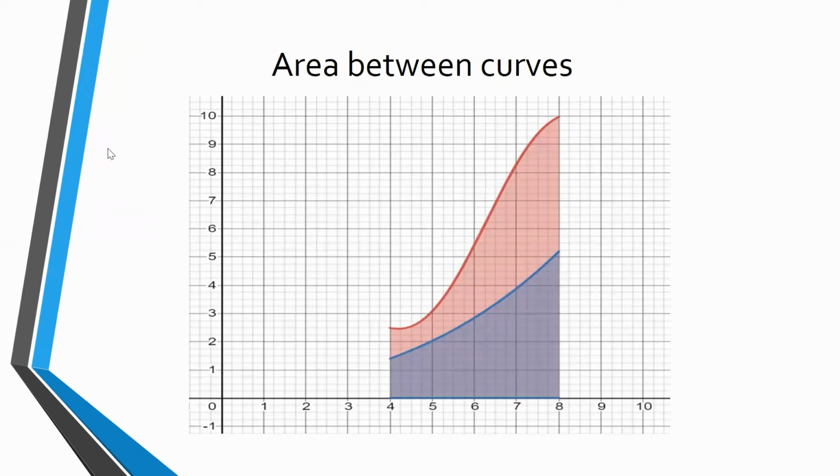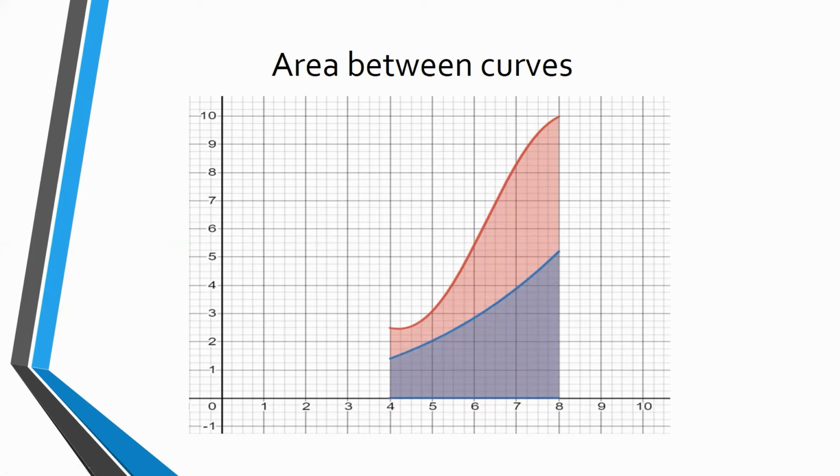The first use that we're going to see has to do with the area between curves. Imagine that I have two curves here. I have one which is here in red and one which is here in blue. And I want to find the area in between them, in this case from 4 to 8. So I want to find the area that I have shaded in red.